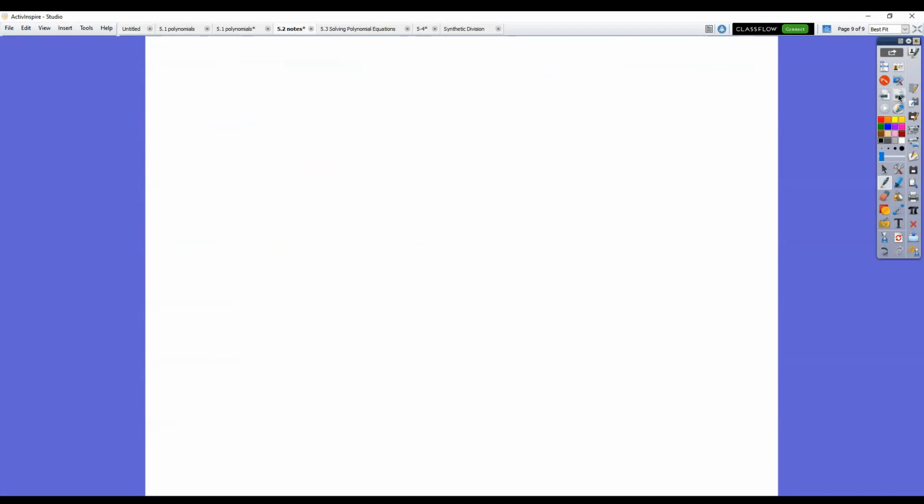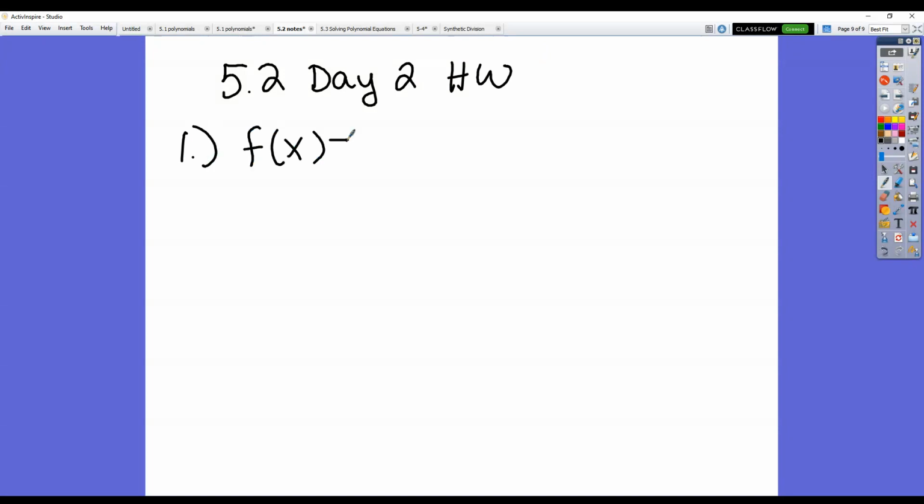Okay guys, so if you're ready for day 2 homework, let's just go back over what do I expect out of you. Okay, here's what I expect. Here's the first problem. Factor and find all zeros, meaning solve. Make sure your calculator is in complex mode because some answers may contain i.